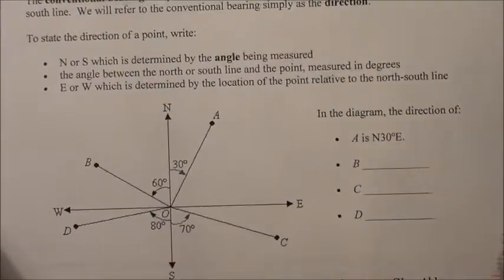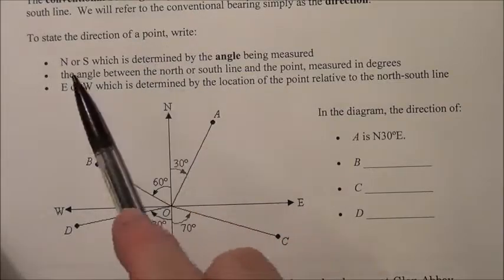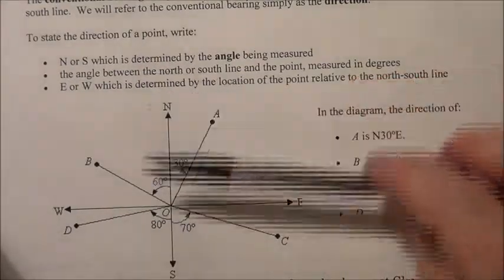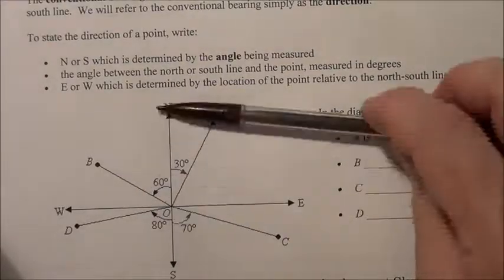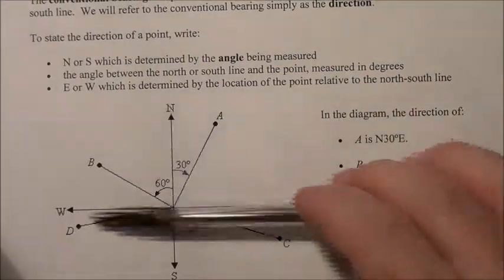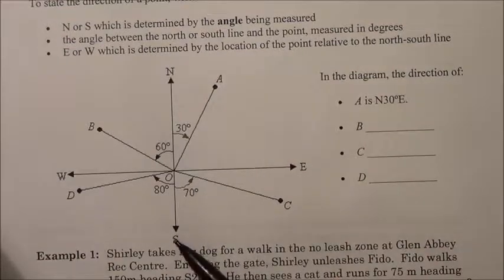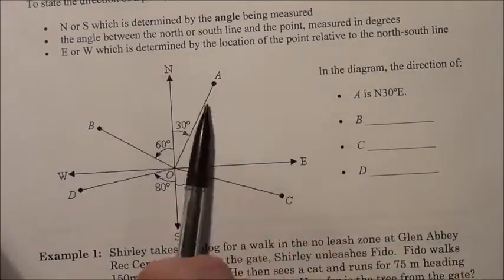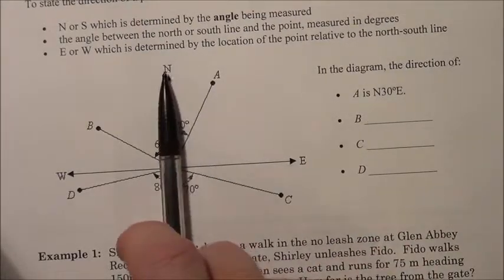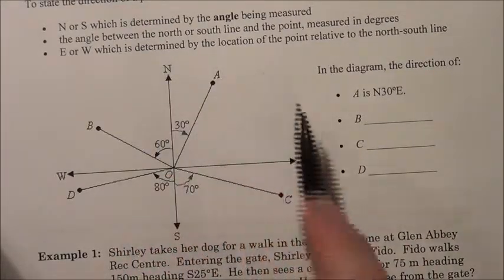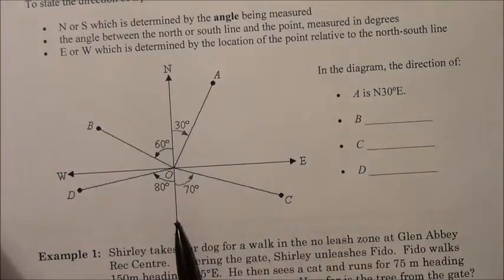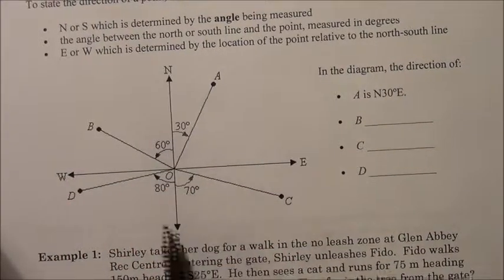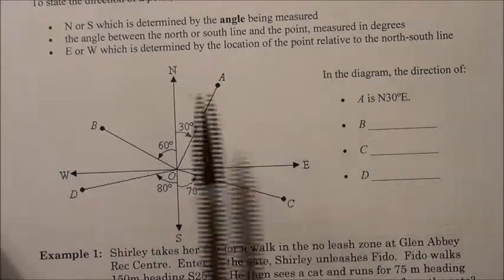So to state the cardinal direction of a point, we see where the point is, if it's above the east-west line or below the east-west line. If it's above, we start with north. If it's below, then we're going to start with south. And then we see what the angle is, and then we state that angle, and then we see, is it to the right or the east of the north-south line, or is it to the west of the north-south line, and then that determines what angle we have.